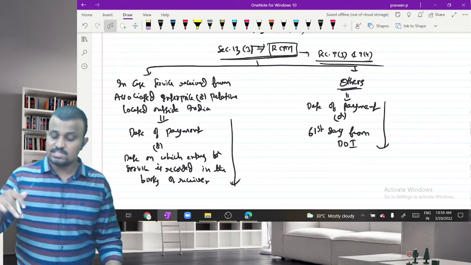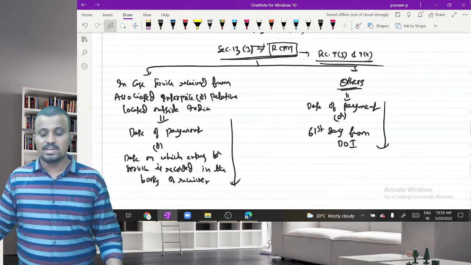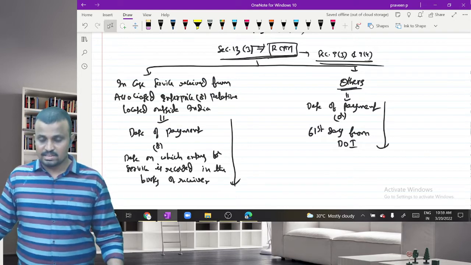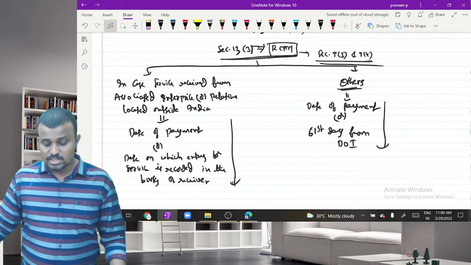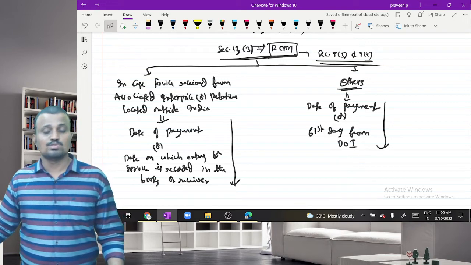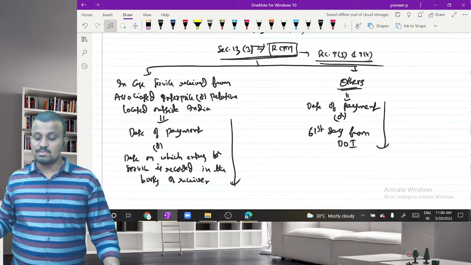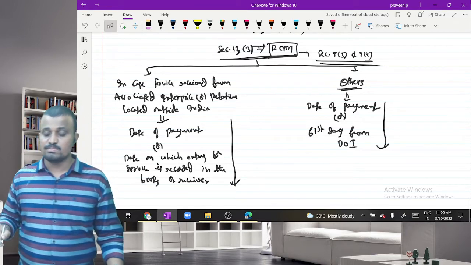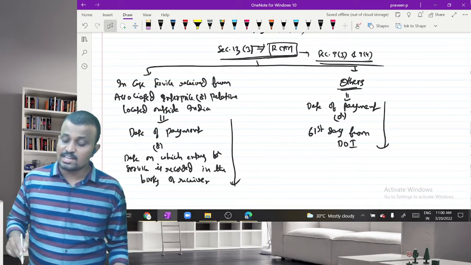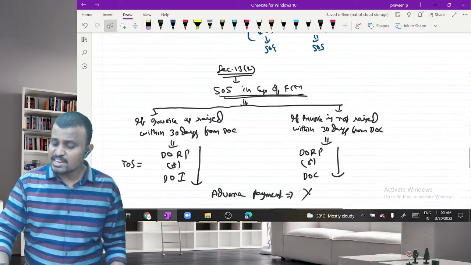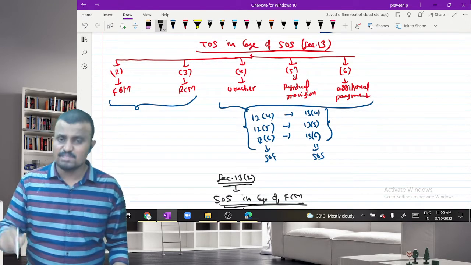So in case of services received from, it means importation of services from the associated enterprise or relative party, time of supply is nothing but what? Date of payment or date on which entry for service is recorded in the books of the receiver. In case of others, the time of supply is nothing but date of payment or 61st day from the date of invoice, whichever is earlier. This is said to be our time of supply. And relating to section 13(4), 13(5), 13(6), the same will apply.